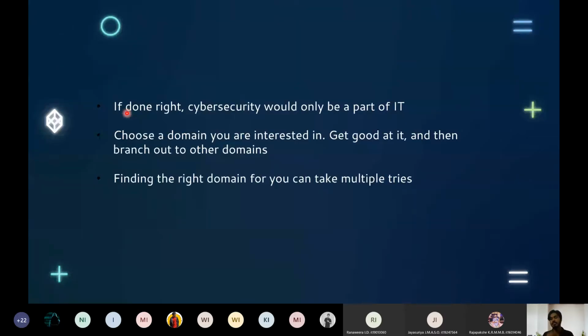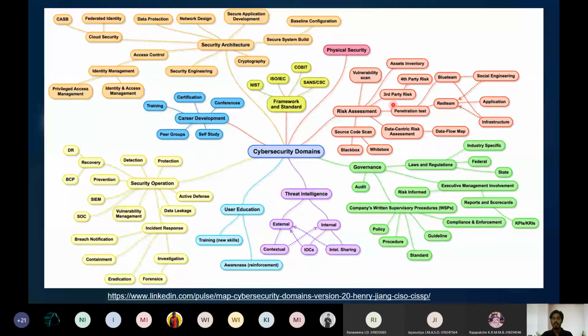And choosing a domain is very important. For example, if I chose, I want to be in the offensive team, I want to do risk assessment, then I would look at that part. I would see what I need to get better at it. And then being only in that part is not enough. In the previous diagram I showed you, if you choose, say, risk assessment, being only in this domain won't be beneficial for you in the long run.